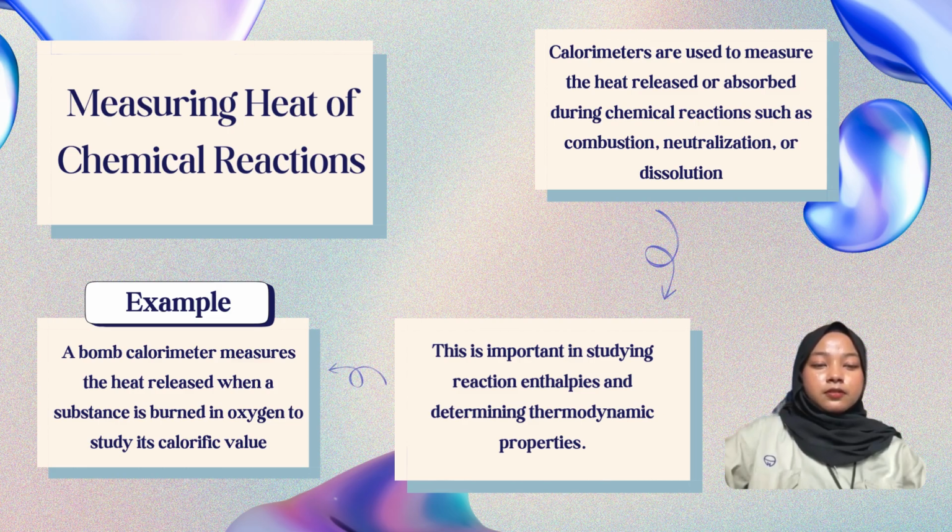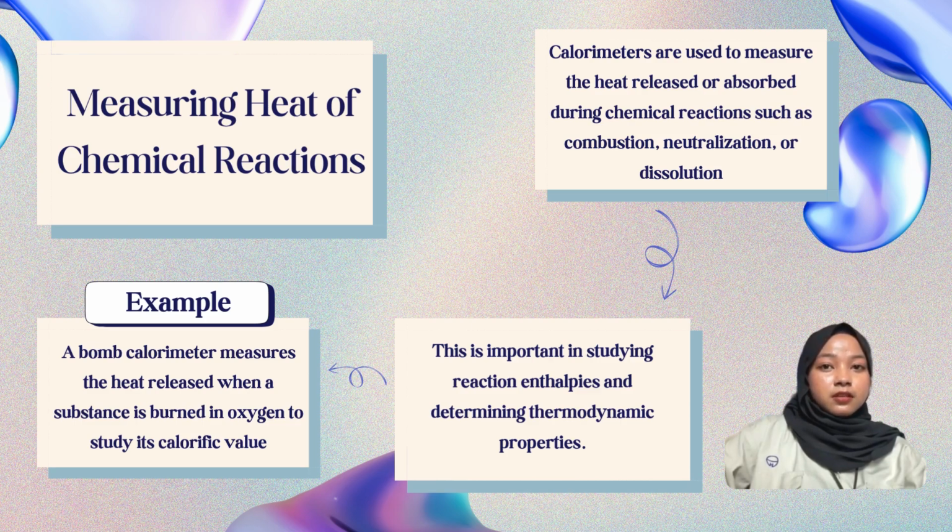There's a few uses of calorimeter. Firstly, we got measuring heat of chemical reaction. Calorimeters are used to measure the heat released or absorbed during the chemical reaction, such as combustion, neutralization, or dissolution. This is important in studying reaction enthalpies and determining thermodynamic properties. The example of measuring heat of chemical reaction is a bomb calorimeter measures the heat released when a substance is burned in oxygen to study its calorific value.